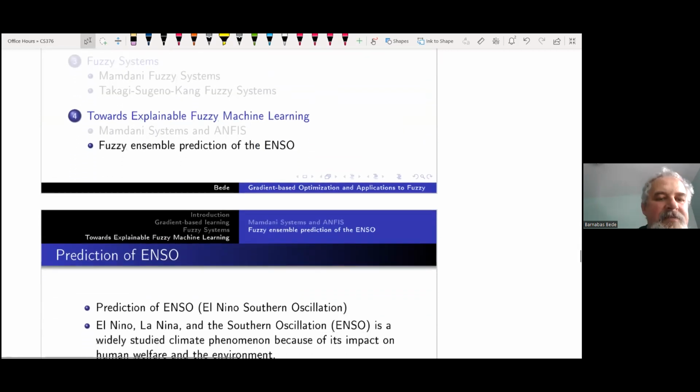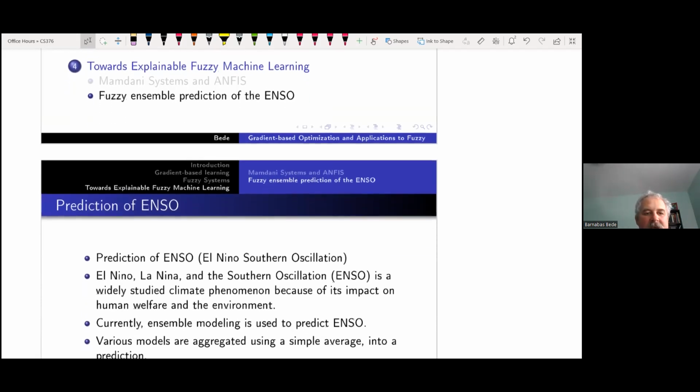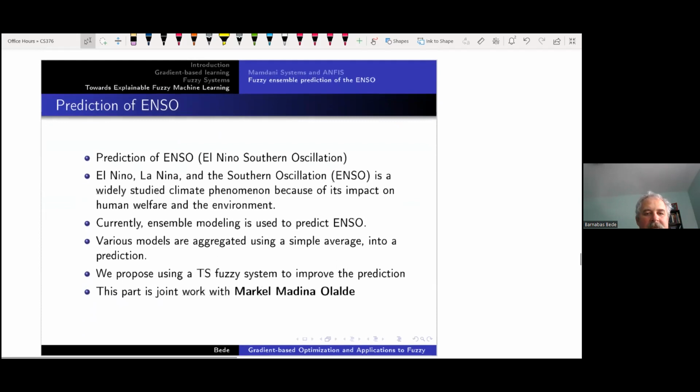Yeah, so we use this approach in a problem from atmospheric sciences. This is about improving prediction of the El Nino southern oscillation. So El Nino and La Nina are basically climate phenomena.